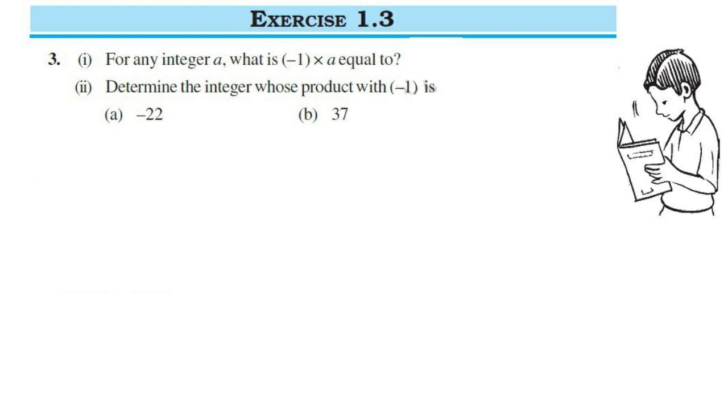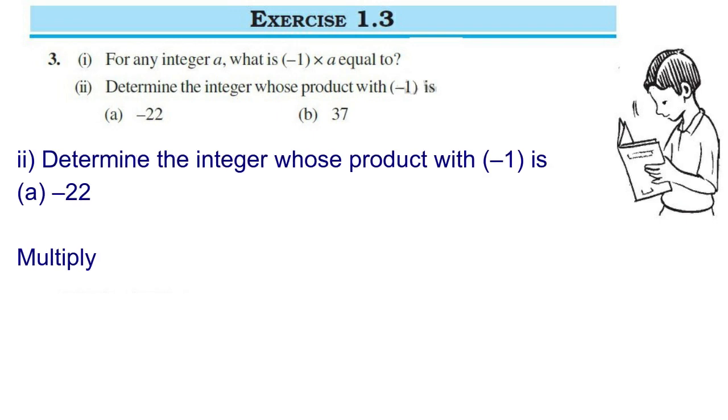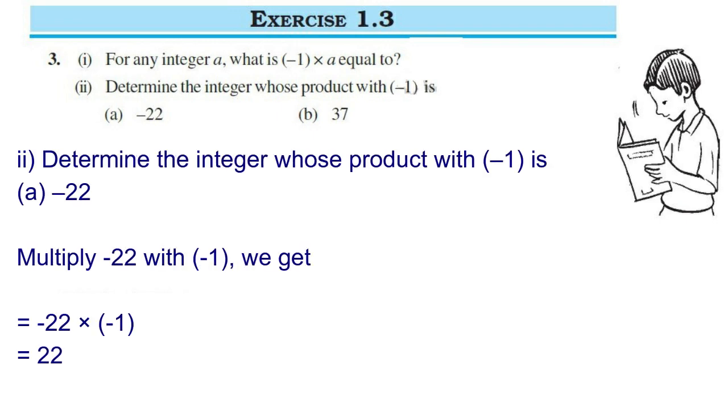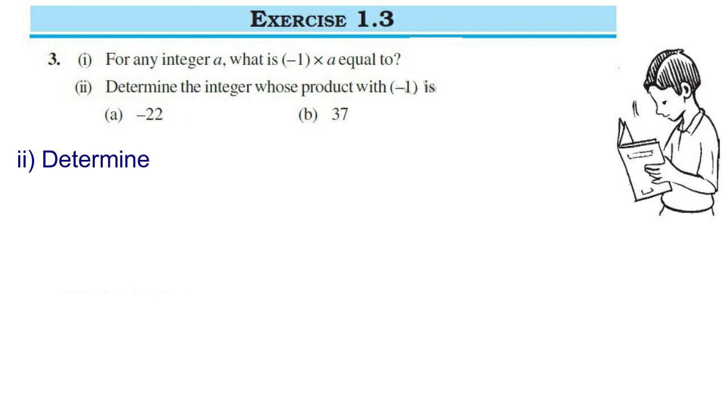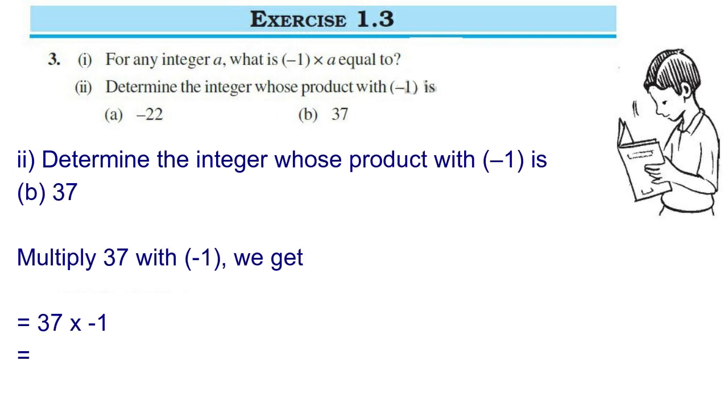Determine the integers whose product with minus 1 is minus 22. It's so easy. We just multiply minus 22 into minus 1 equal to plus 22. So if we multiply plus 22 into minus 1, then we get the product minus 22. Similarly, go to problem B. It's also the same. We just multiply 37 into minus 1, so we get minus 37. So the answer is, if we multiply minus 37 into minus 1, then we get the product 37.